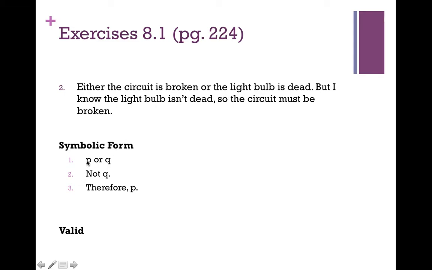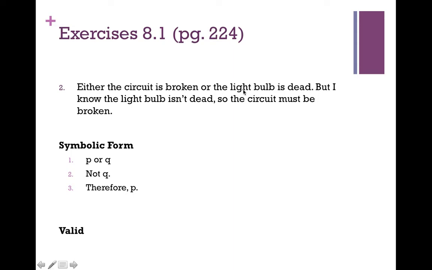Like I said before, if this isn't clear, we're just using P or Q. We could have used any letter we wanted. We don't even have to use letters. I could have used numbers. Instead of using the P, I could have said, I'm going to let a triangle represent the circuit is broken, and I'm going to let a circle represent the light bulb is dead. Those don't matter. They're just placeholders for these propositions.